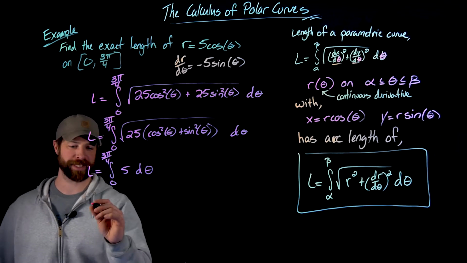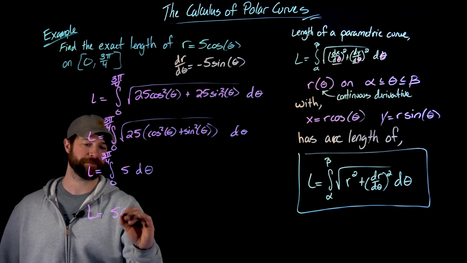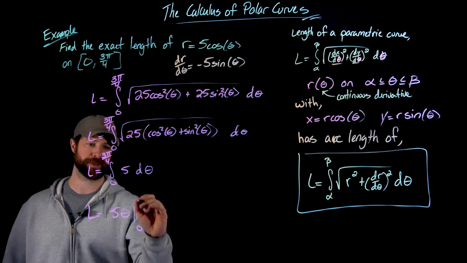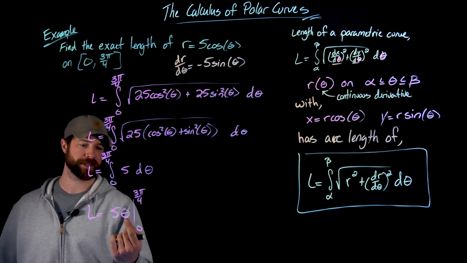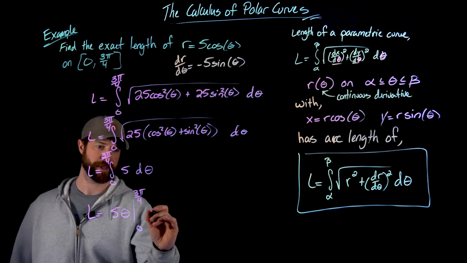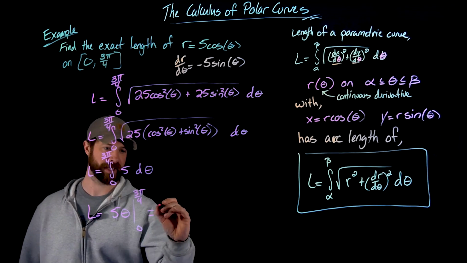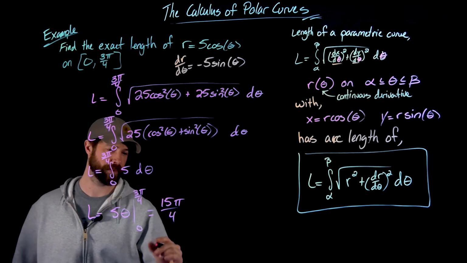And that integral is awesomely easy. What I have then is 5 theta evaluated from 0 to 3 pi over 4. I can see the 0 is not going to do anything. Multiplying that, 3/4 pi times 5 is 15 pi over 4.